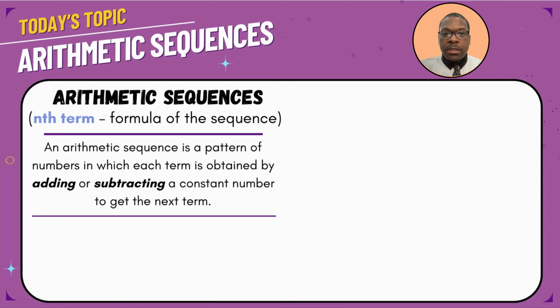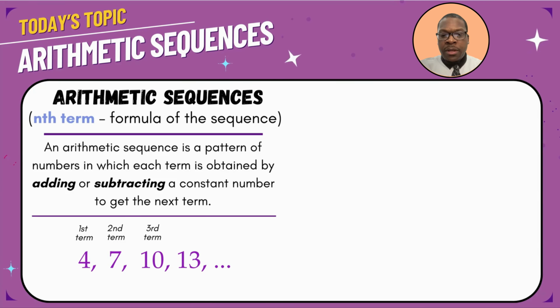Now, an arithmetic sequence is a pattern where you determine what the next term is by adding or subtracting to get the next number. So you're going to either add a positive or subtract a negative in order to get the next number. To start off, we're going to look at an easy pattern: 4, 7, 10, and 13. Now, 4 is our first term, 7 is our second, 10 is our third term, 13 is our fourth term, and whenever you see the dots, that just means that the pattern is going to continue.